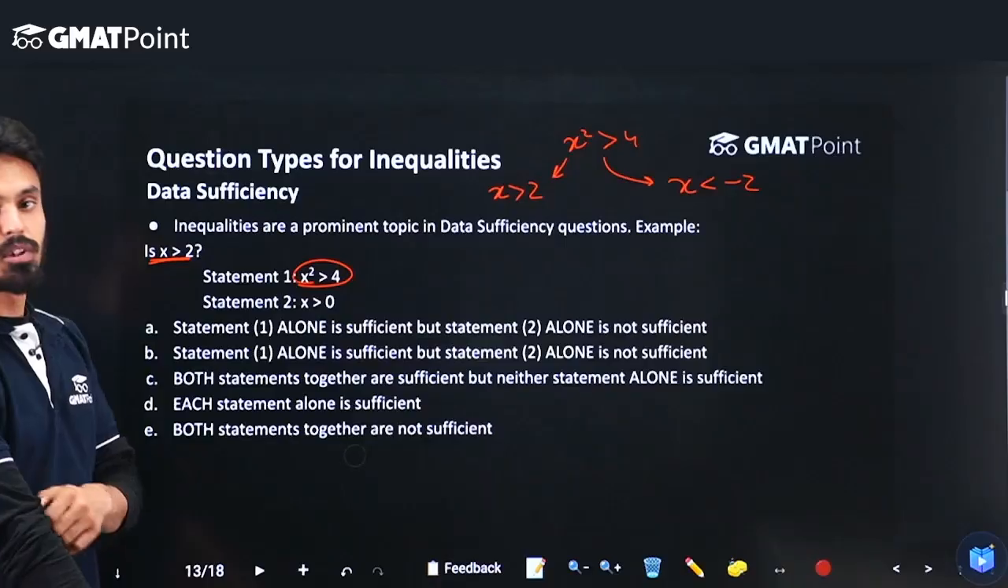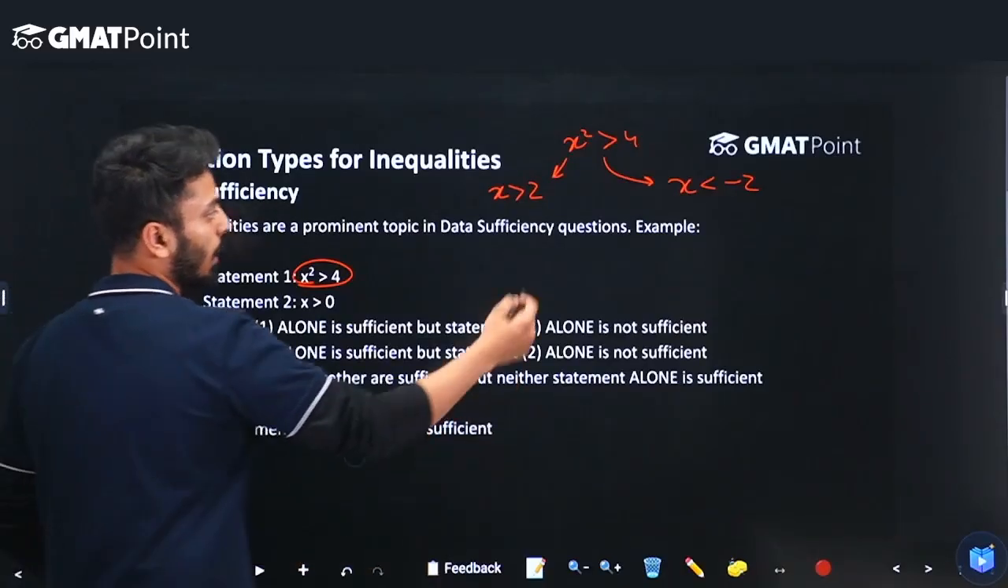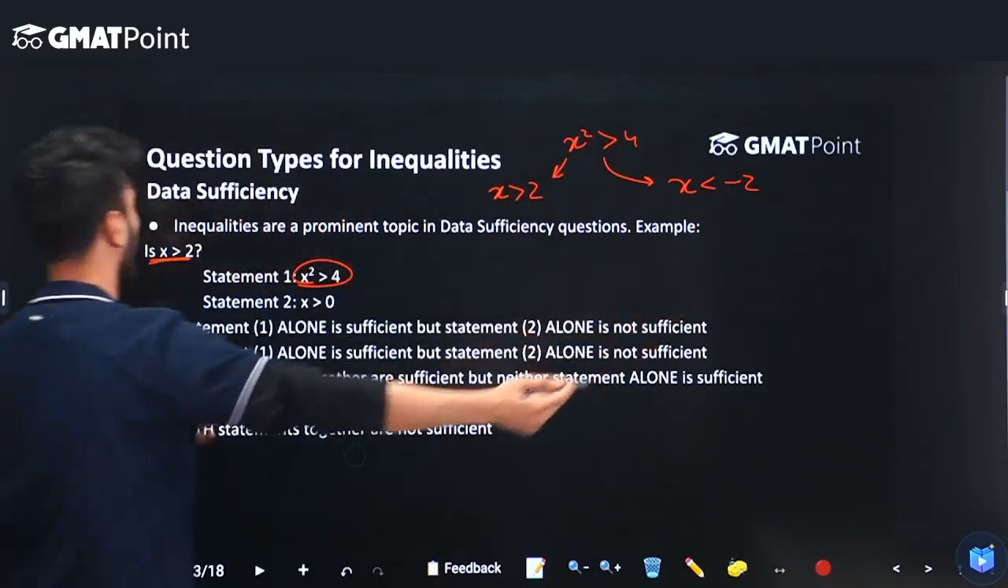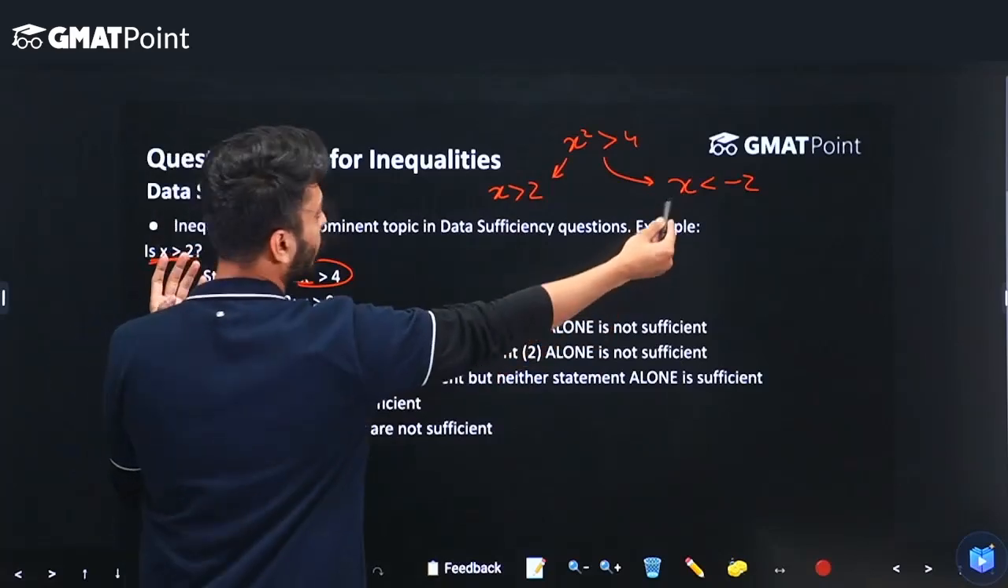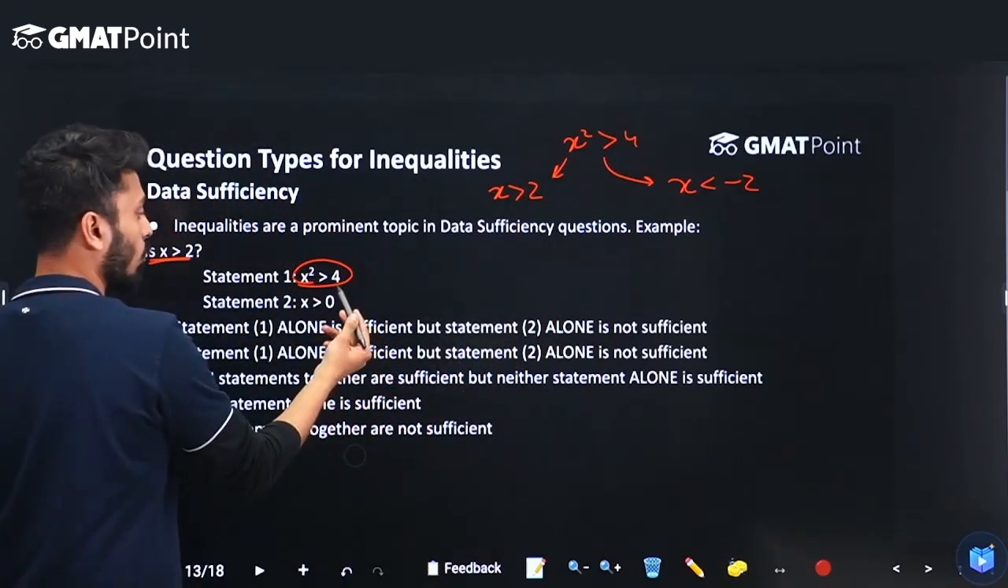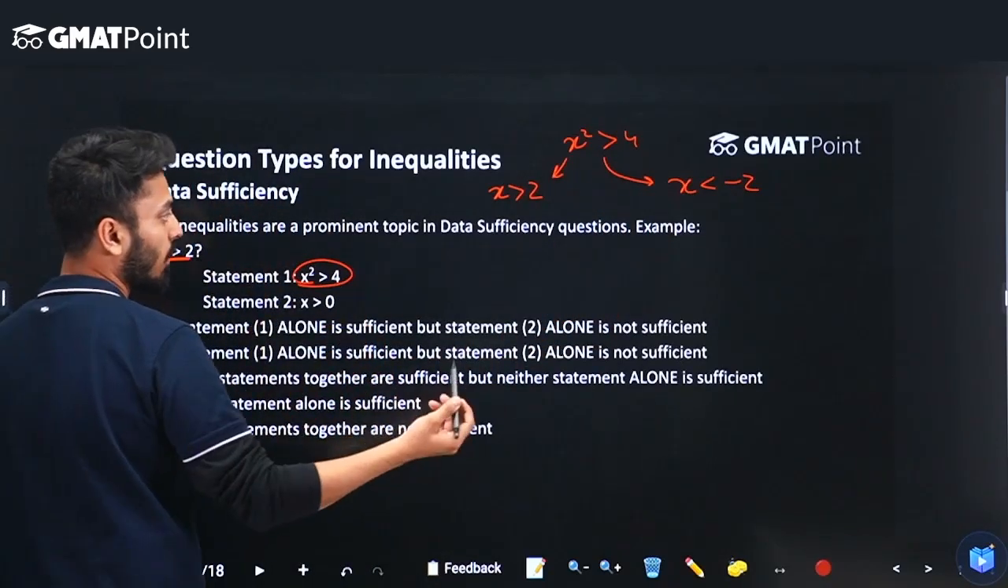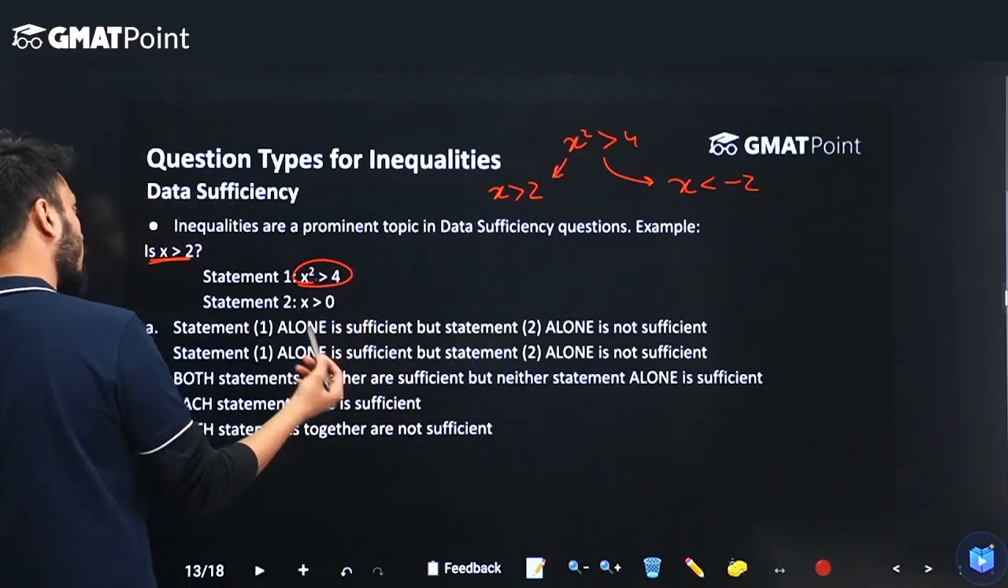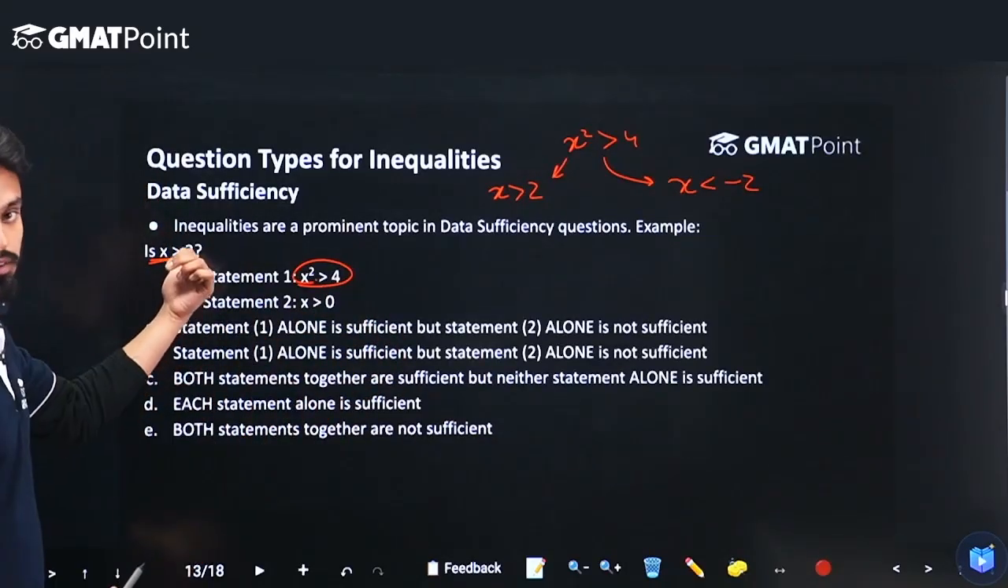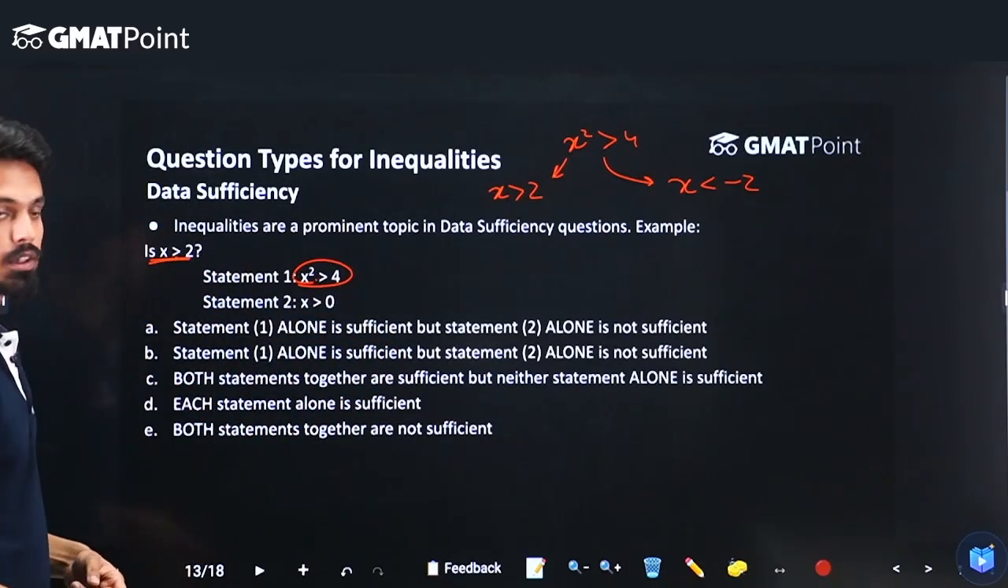This is all the information that statement 1 has given me, and I cannot conclusively say whether x is greater than 2. X equal to minus 3 satisfies this inequality without satisfying the question inequality, whereas x equal to 3 satisfies this and also satisfies the question inequality.